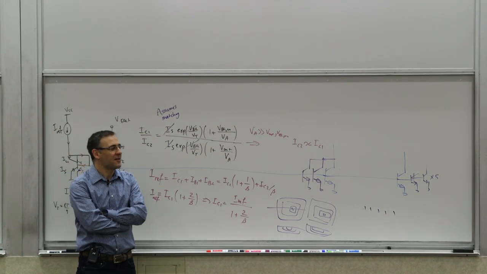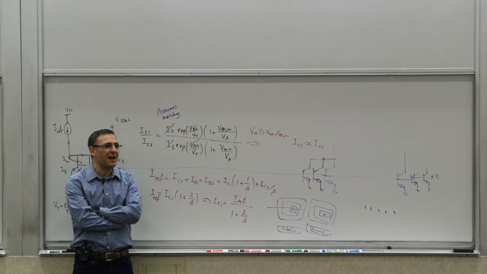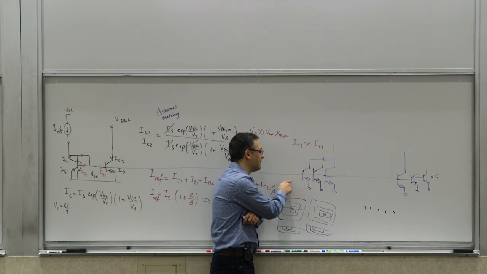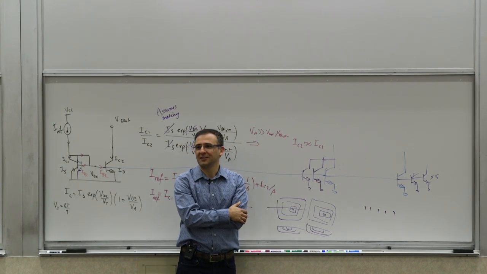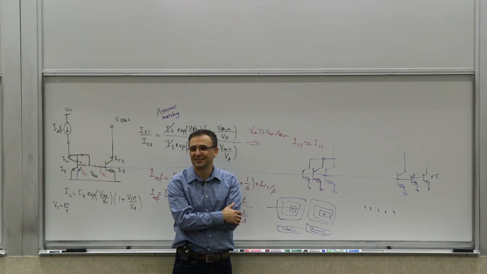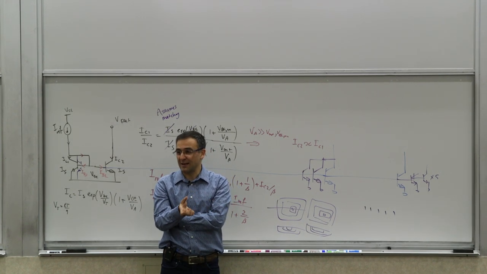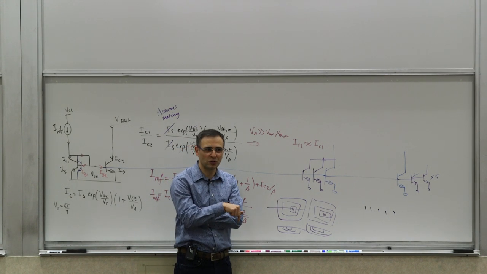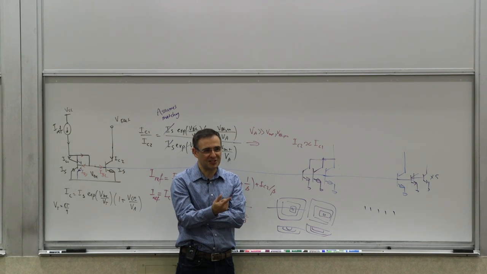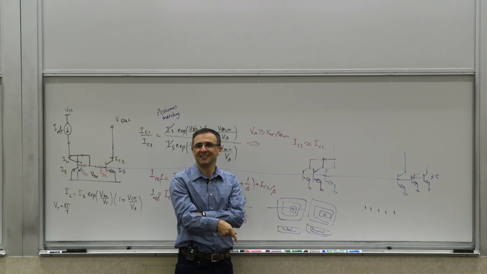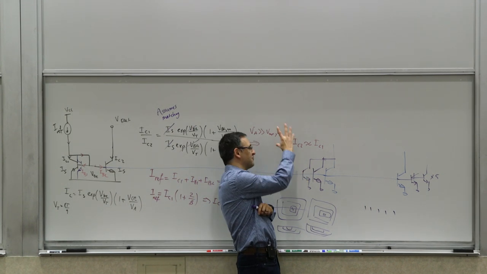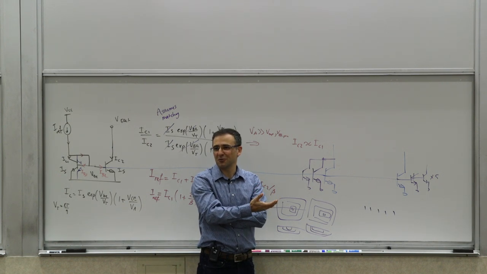But now think about it. If one of these, let's say these three, gets a little bit warmer, just a tiny bit warmer, what happens to it? Right, for the same current, it will have a smaller VBE, which basically means that for the same VBE, it will carry more current. So more current goes through it, what happens? It heats up. More current goes through it, heats up more. Positive feedback, right?